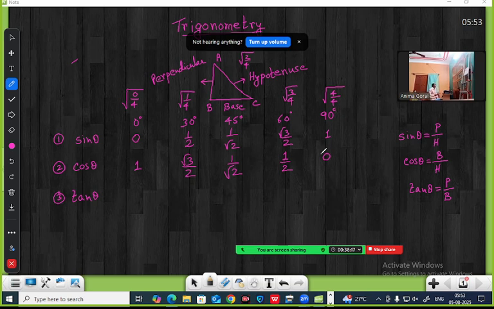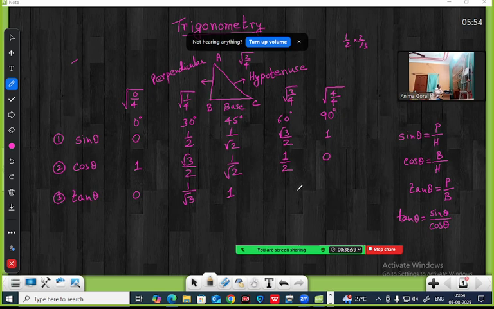And we know that tan theta equal to sin theta by cos theta, right? Therefore, we get the value of tan theta also, that is tan 0, sin 0 by cos 0, that is 0 by 1, that comes to 0. And tan 30 degree, 1 by 2 into 2 by root 3, that is 1 by root 3, and tan 45 is equal to 1.